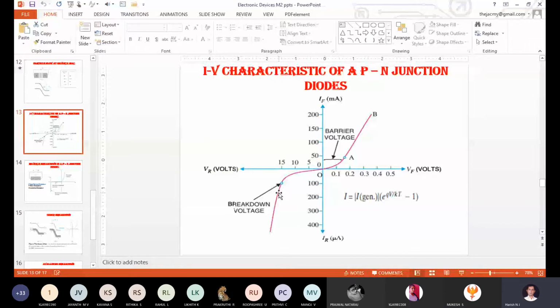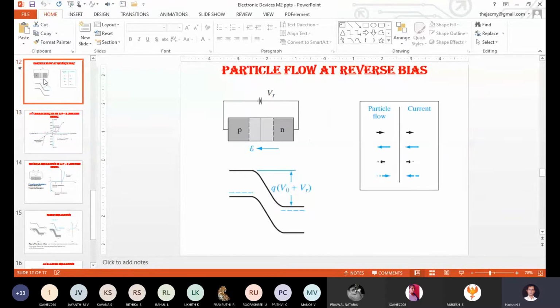Any idea? Any guesses? Electron hole pair in depletion region. Electron hole pair. Exactly, you are right. So when the diode becomes reverse biased, a new electron hole pair will be created within the diffusion length, within the depletion length. Correct? Let us take the depletion length.